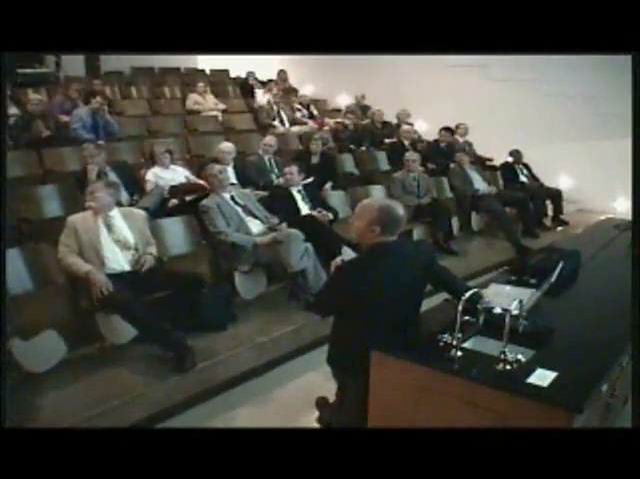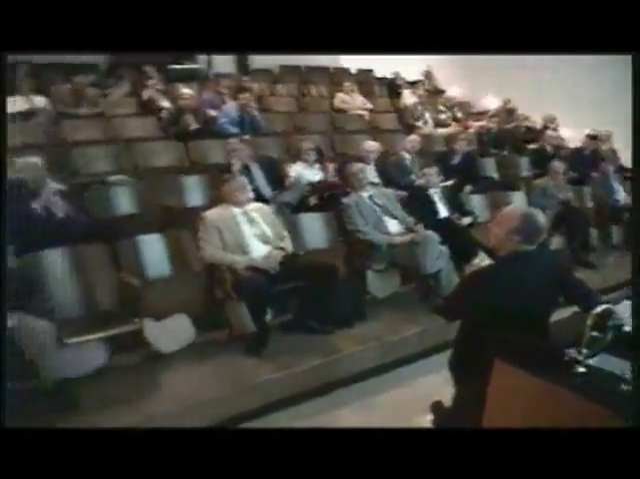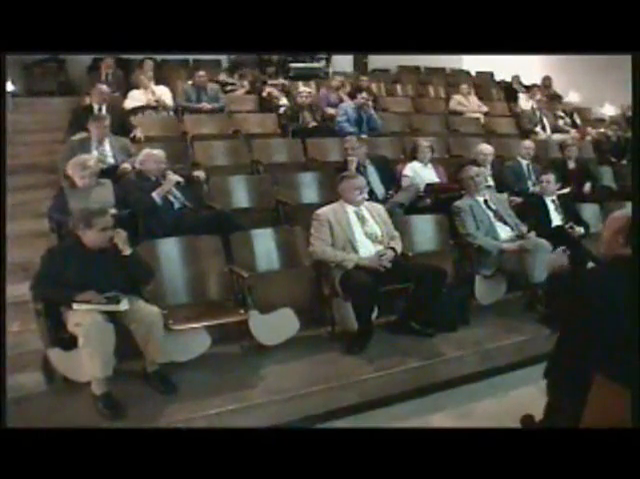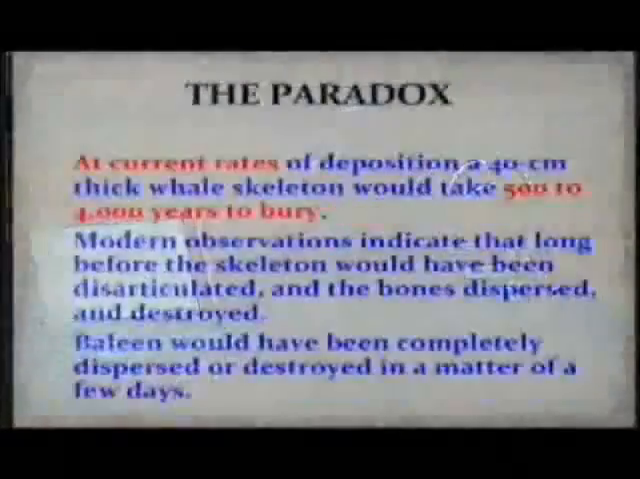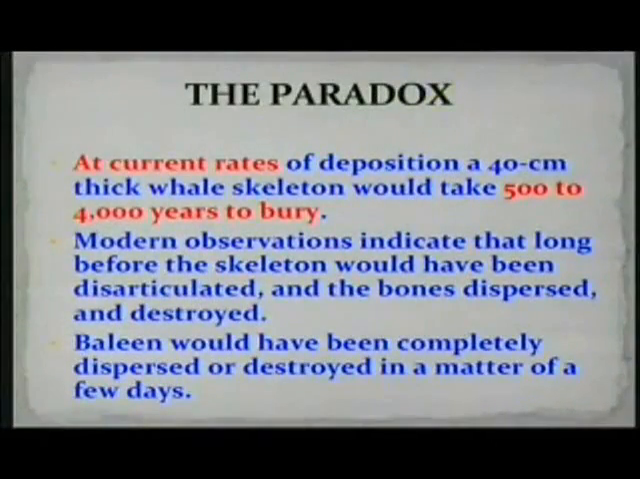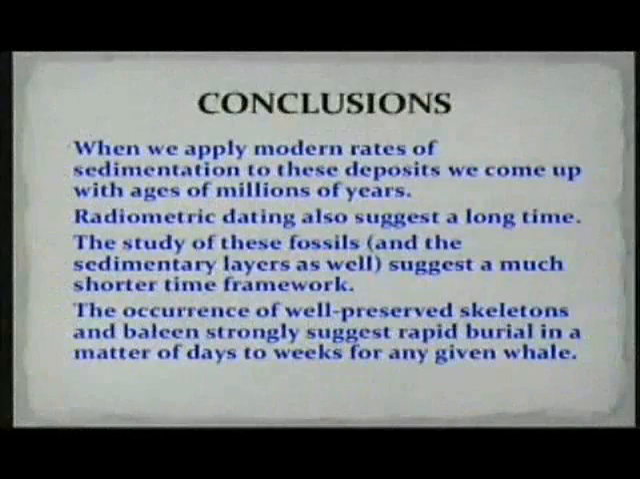It seems to me that while catastrophism is well accepted, what are you going to do when you have so many layers throughout the whole thing preserved? And this kind of destroys that argument. I'm coming to that point. And also, baleen will have been completely dispersed or destroyed in a matter of a few days. Conclusions. When we apply modern rates of sedimentation to these deposits, we come up with ages of millions of years. We've dated the sediments, and we've come up with millions of years between those two layers.